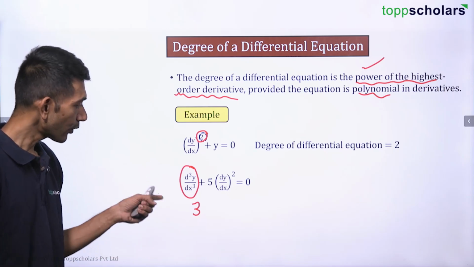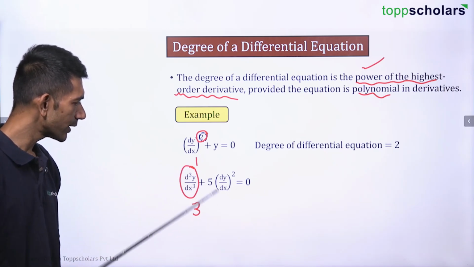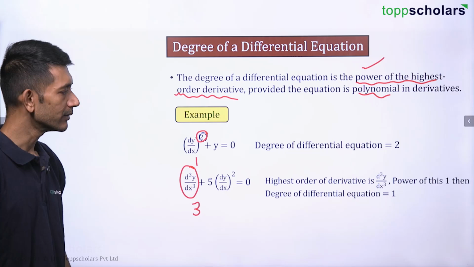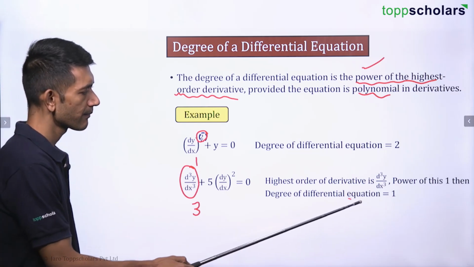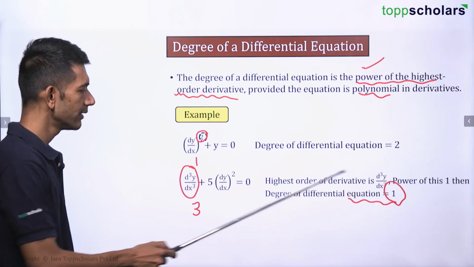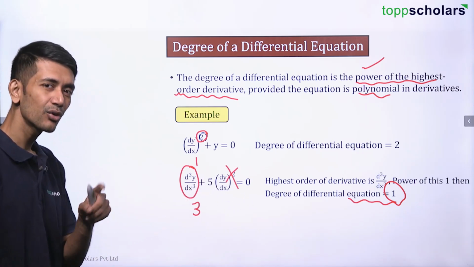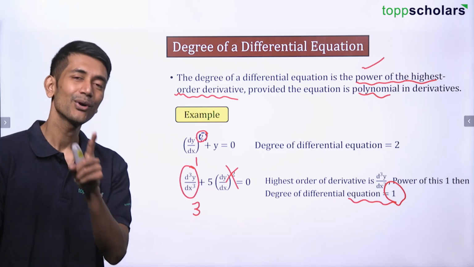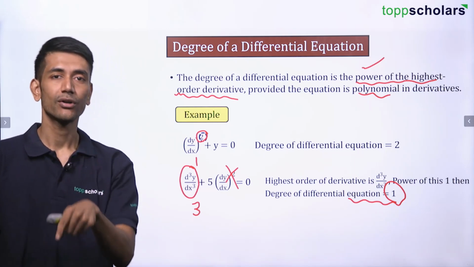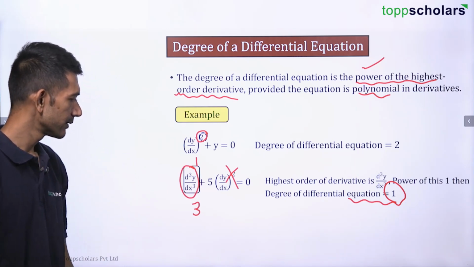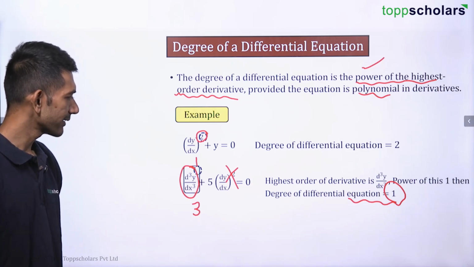Correct? So what is the power of this? Can I say the power of this is 1? So the degree will be 1. Understand? The degree would be 1. The degree is not 2 because dy by dx is not the highest order. So to have the degree, you need to have the highest order first. Okay. Yes, so this was an example.